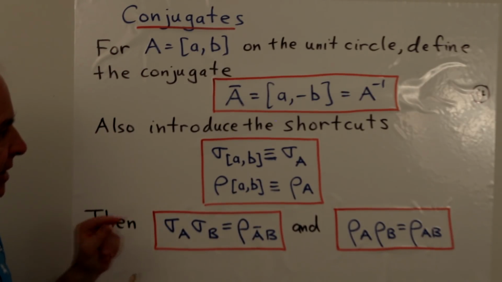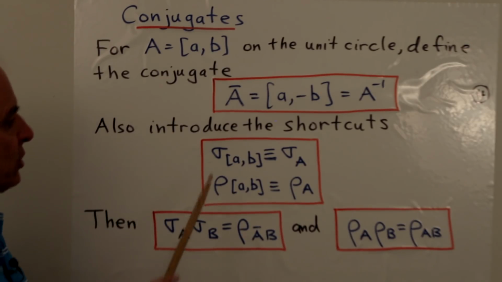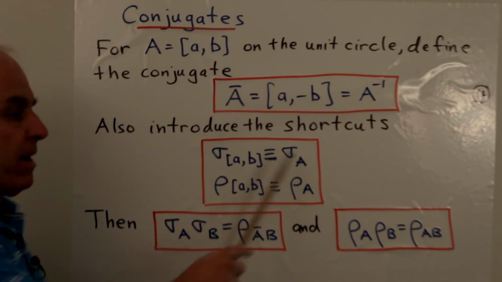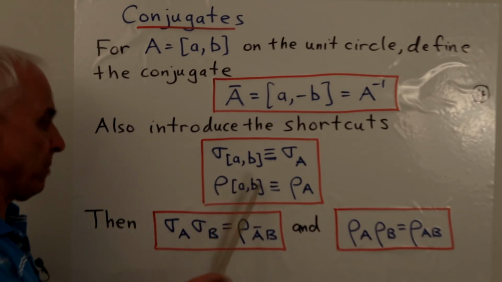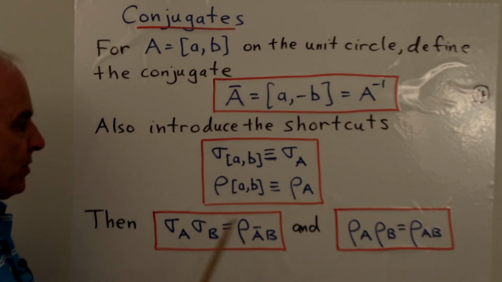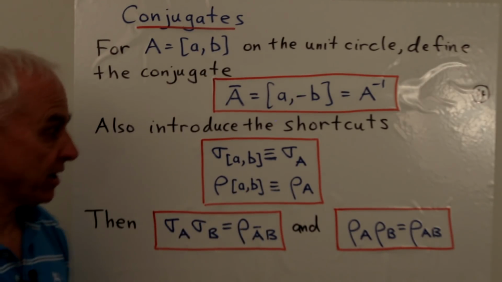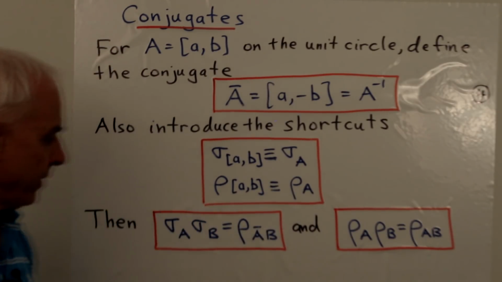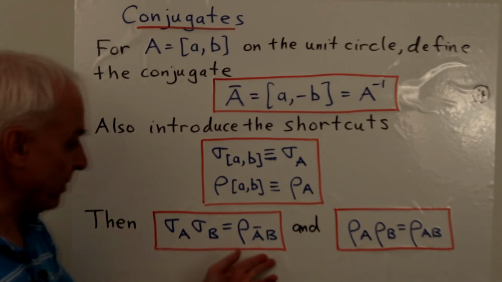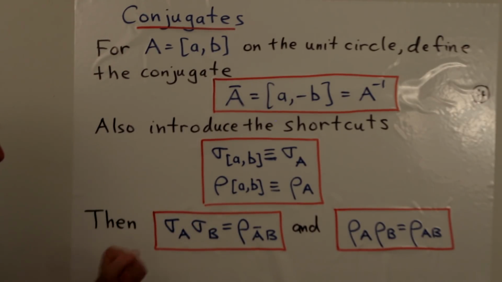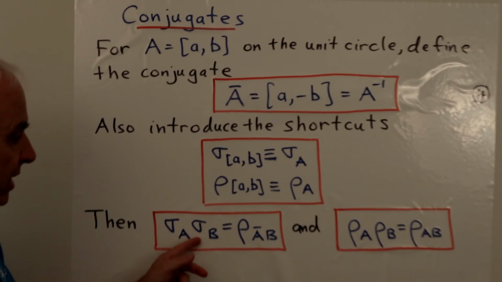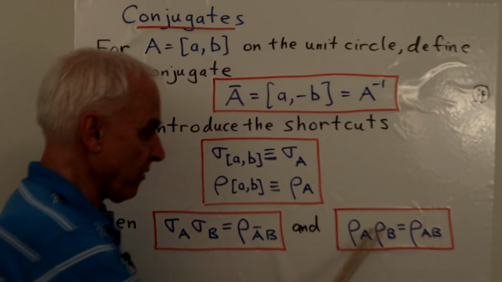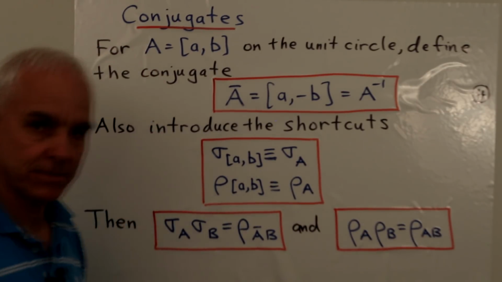And let's introduce a little bit of a shortcut notation. So instead of writing sigma AB for the reflection, let's just write sigma A. Instead of writing rho AB, let's just write rho A. So that our reflections and our rotations can be indexed by simply points on the unit circle. Well then, the two formulas that we already have can be stated this way. That sigma A times sigma B is rho A bar B. And rho A, rho B is rho AB.